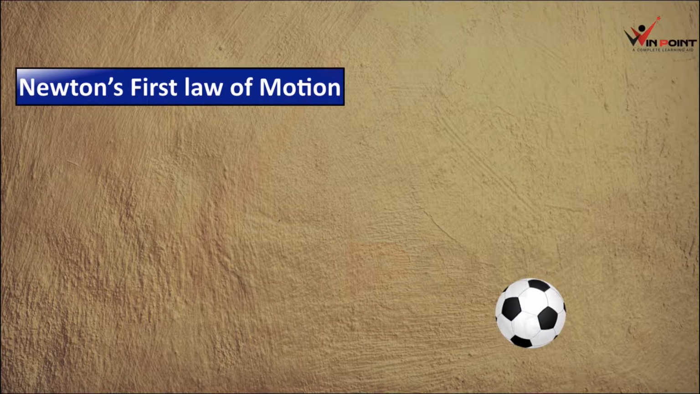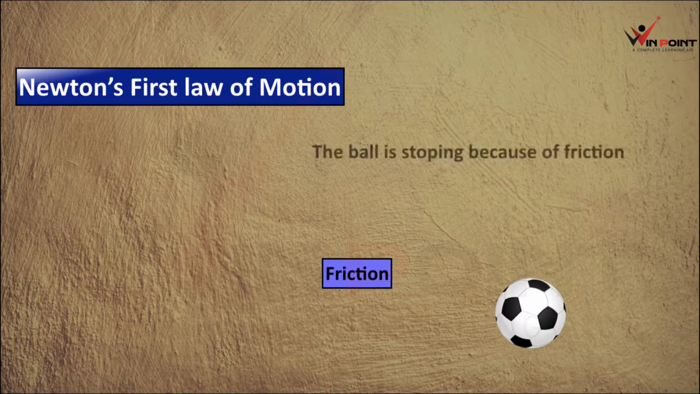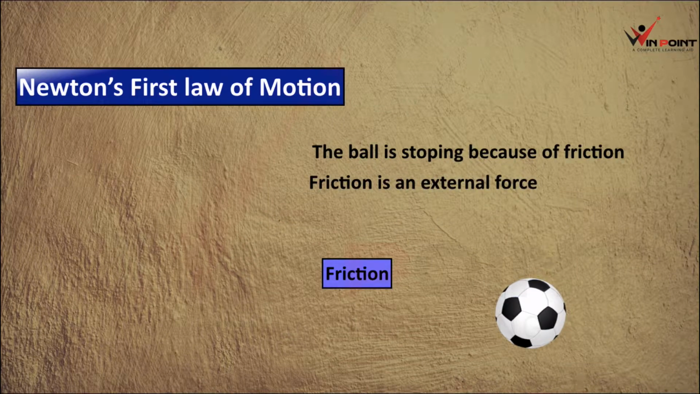The reason for the stopping of the ball is friction. There is friction between the floor and the ball. Friction is always opposing the movement. Here, the friction is an external force. Think, if there is no friction, what is going to happen? The ball is not going to stop. The ball will continue its motion. The ball is stopping because of friction. Friction is an external force.